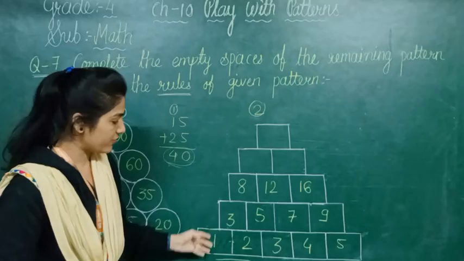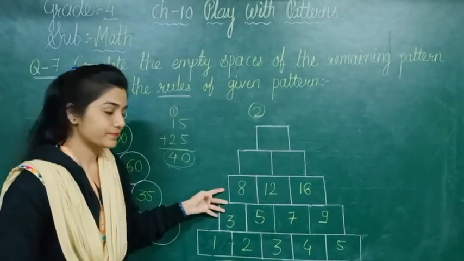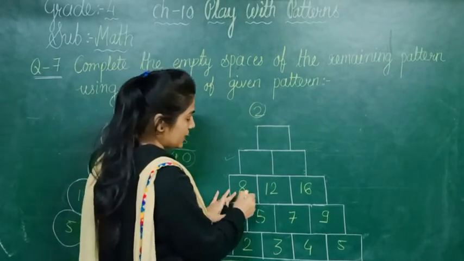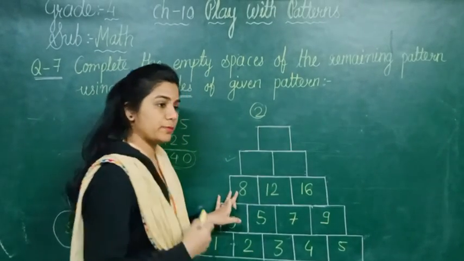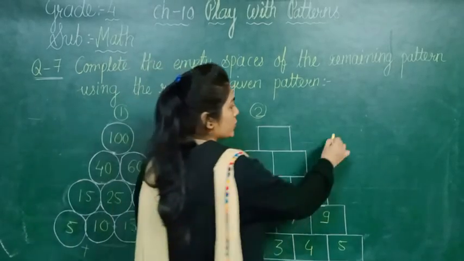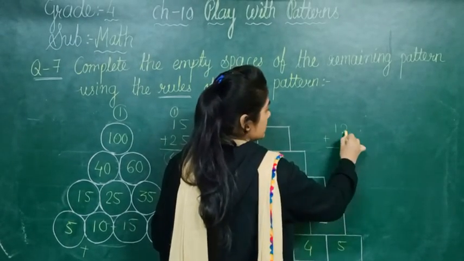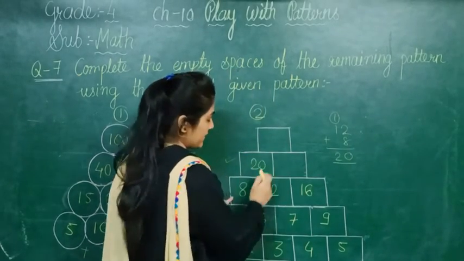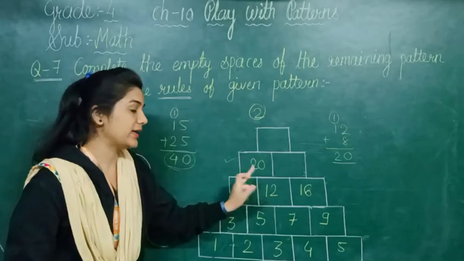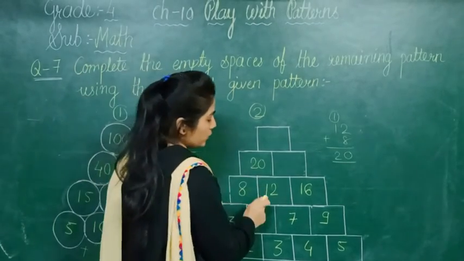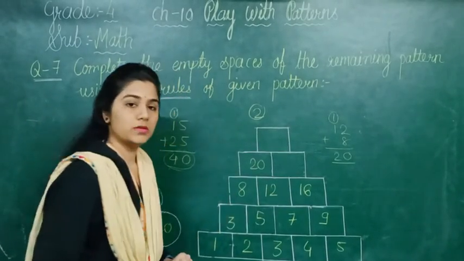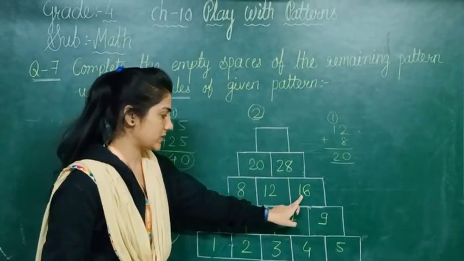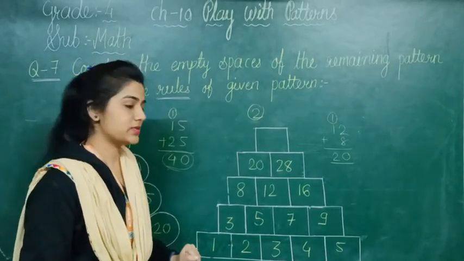You can observe we have filled these 2 lines. Now this line. 8 plus 12. Whenever big digits are there, you can do addition like this: 10, 1 carry, 1 plus 1, 2. So 20, when we add 12 plus 8, we get 20 as the answer. Now 12 plus 16. The answer is 28.